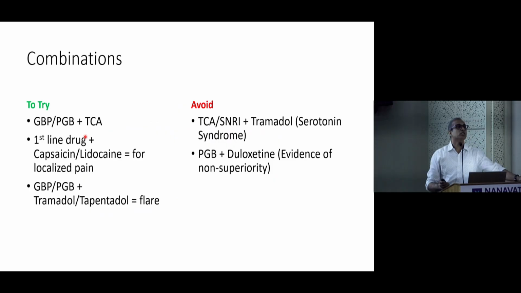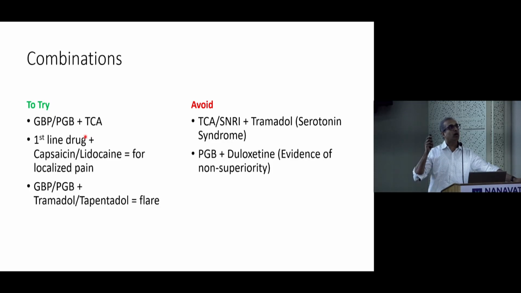What are the combinations that you can try? Pregabalin or gabapentin can be combined, and a tricyclic agent can be added to this. Capsaicin or lidocaine, like I said, for focal neuropathic pains like post-herpetic neuralgia. And you can use an opioid like tapentadol or tramadol because they have an SNRI and reuptake inhibitor kind of effect, and they can be used for flares for a limited amount of time. What should not be used is SNRIs with tramadol. They cause something called serotonin syndrome.